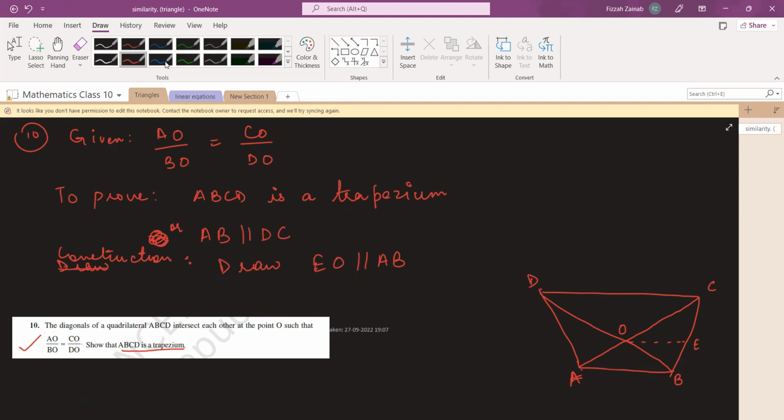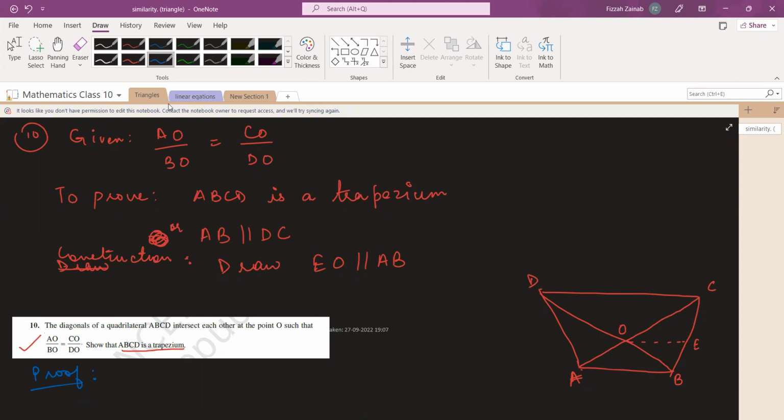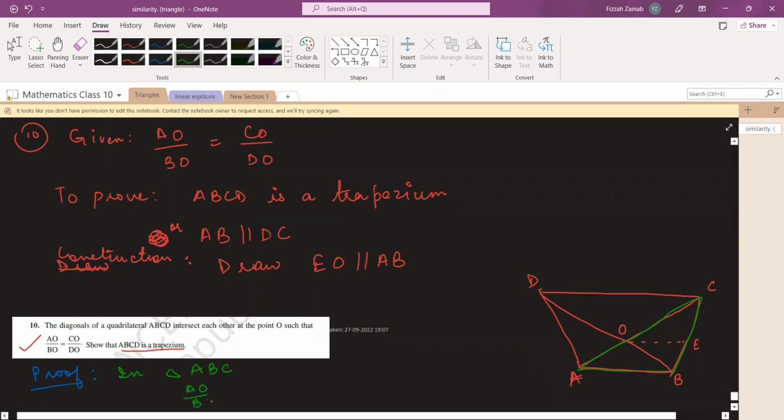Let us do the proof. If I now consider the triangle ABC, where I have done the construction, so let us start from this triangle, the green one. So in triangle ABC, this is already given to me, that AO upon BO. Where is AO? This side. And BO is actually this side.